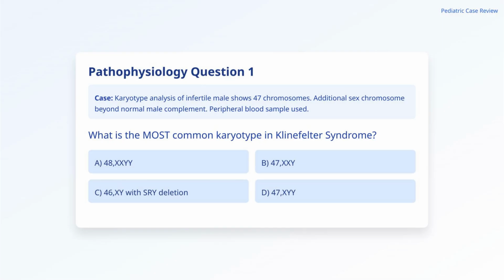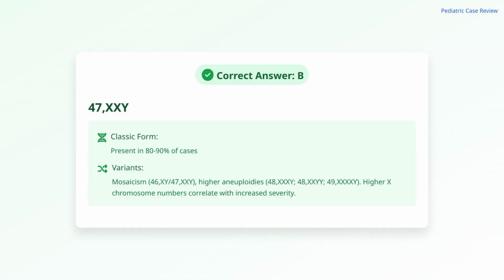Option A, 48, XXYY. Option B, 47, XXY. Option C, 46, XY with SRY deletion. Option D, 47, XYY. The correct answer is B, 47, XXY. This represents the classic Klinefelter syndrome karyotype, present in 80 to 90% of affected individuals. The extra X chromosome results from non-disjunction during parental meiosis.